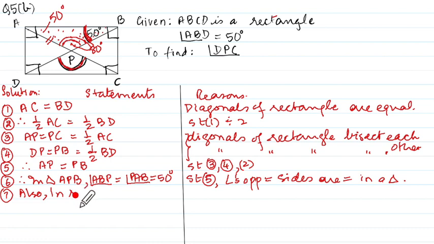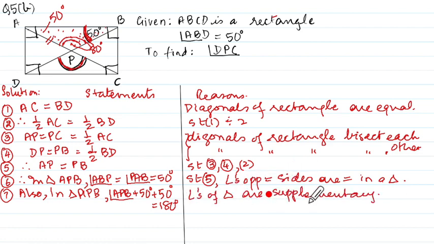Also, in triangle APB, we will have 50 plus 50 plus APB. Angle APB plus 50 degrees plus 50 degrees is equal to 180 degrees. Reason? Angles of triangle are supplementary and therefore we will have angle APB will be equal to 180 degrees minus 100, which is equal to 80 degrees. And statement number 8, because this is 80, this also will be 80 degrees.